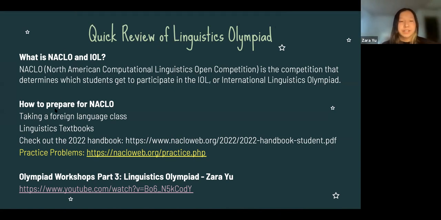So how to prepare for NACLO? You can first take a foreign language class at your school, like middle school or high school. I'm pretty sure most schools offer some sort of language class like Spanish or French, and that can be a good introductory course for language analysis. Another thing you can do is check out some linguistics textbooks. Here's the 2022 handbook that has some resources in it. Another thing you can do is practice problems from the NACLO website. I'll copy paste these links in the chat after I move on to the problems. You can also watch the YouTube video that I made on the Linguistics Olympiad introduction, which gives a little bit more in depth info about this competition.